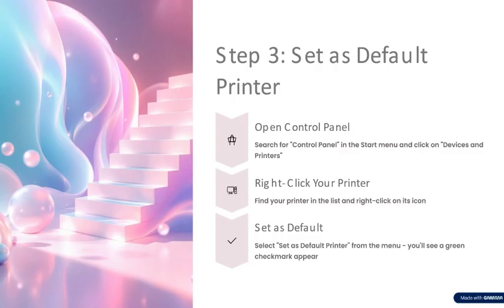Step 3. Set as default printer. Open Control Panel. Search for Control Panel in the Start menu and click on Devices and Printers. Right-click your printer. Find your printer in the list and right-click on its icon. Set as Default. Select Set as Default Printer from the menu, and you'll see a green check mark appear.